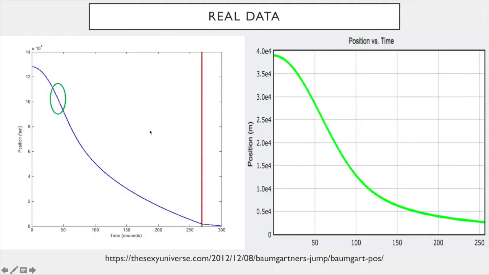Here we can see the actual position versus time data of Felix Baumgartner's jump. It's important to note that the position is measured in feet in this graph, so we're only comparing the general trend between the two graphs. In this graph, the green circle represents the portion of the curve where Baumgartner was supersonic, and the red line represents the moment he deployed his chute.